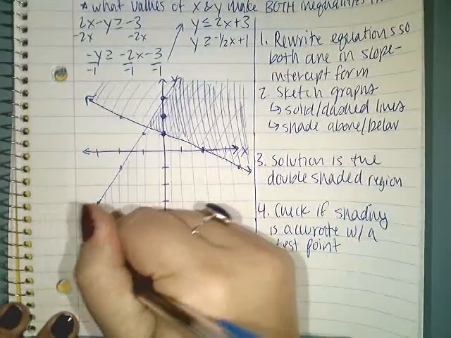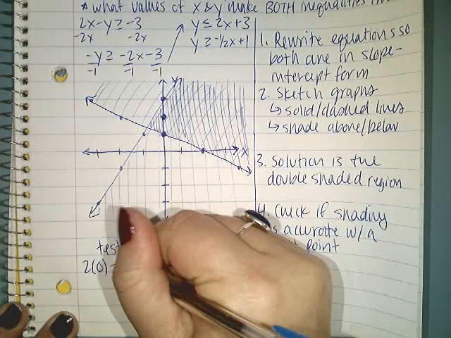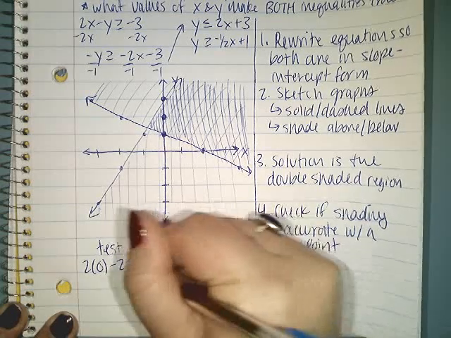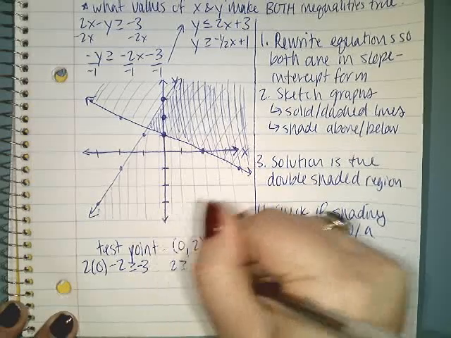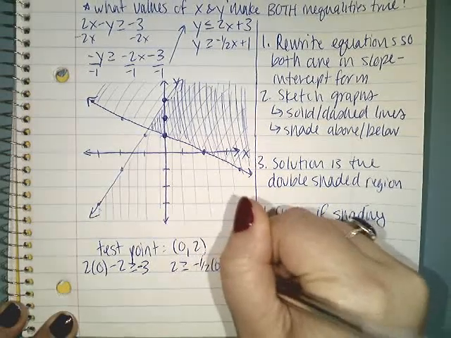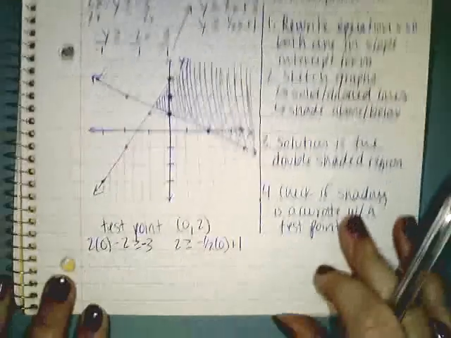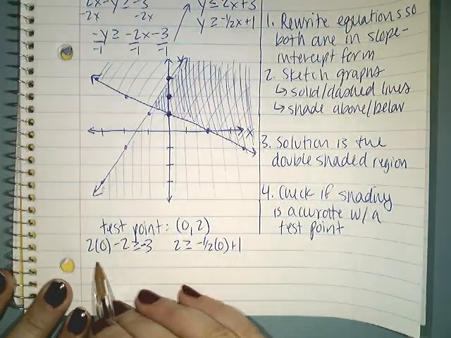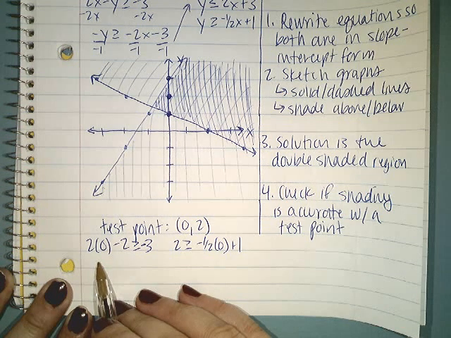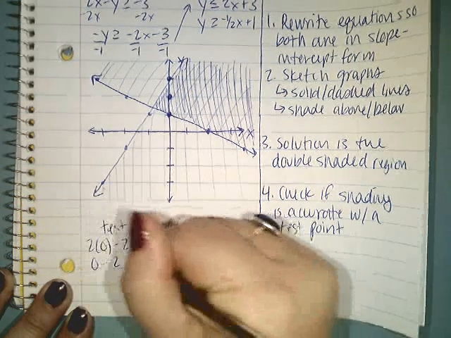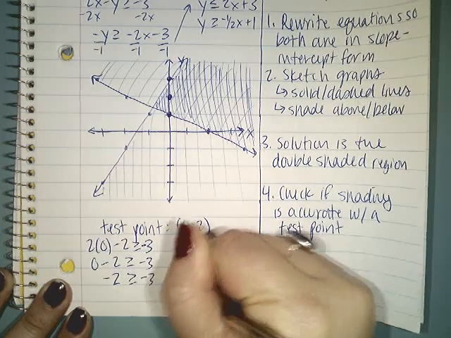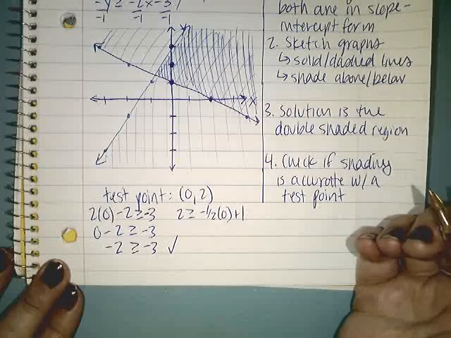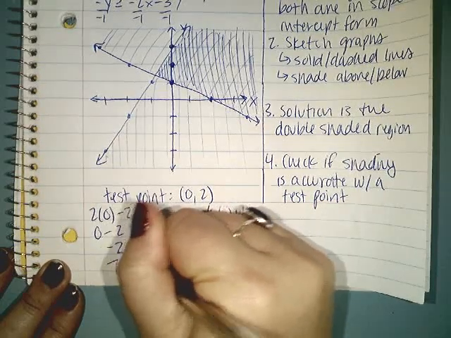So I have 2 times 0 minus 2 is greater than or equal to negative 3. And then I have 2 is greater than or equal to negative 1/2 times 0 plus 1. So I'm plugging into my original inequalities again with my x and y values. When I plug that in, I get 0 minus 2 is greater than or equal to negative 3. So negative 2 is greater than or equal to negative 3. That is true. Negative 2 is greater than negative 3. So that inequality is proven true.